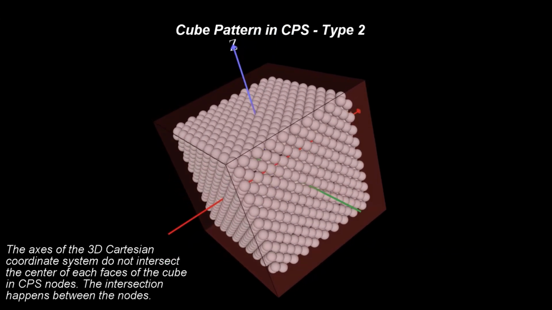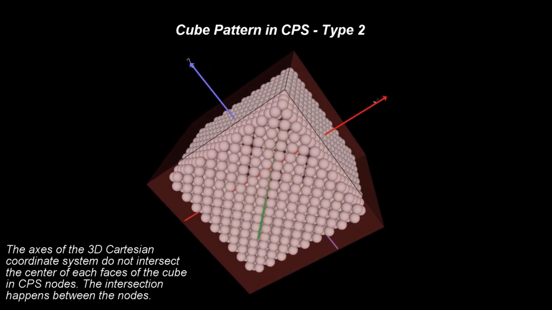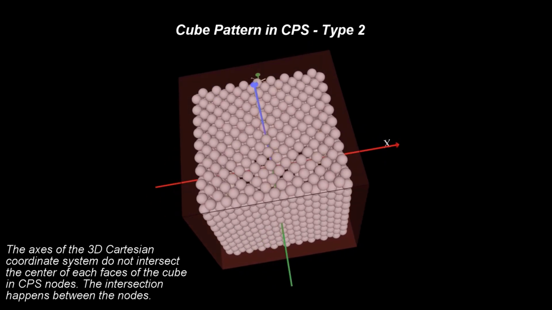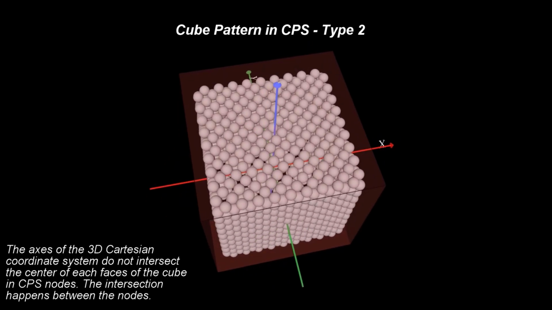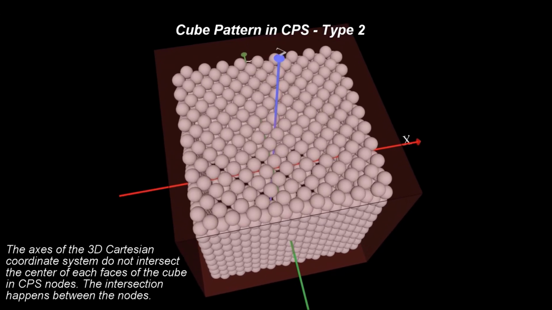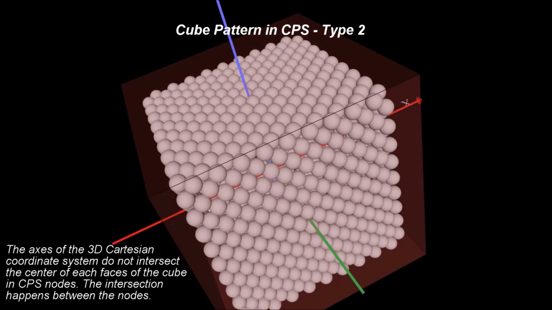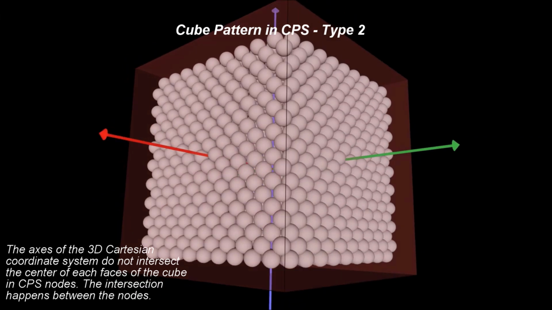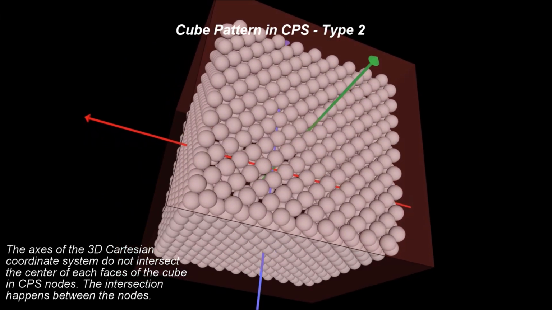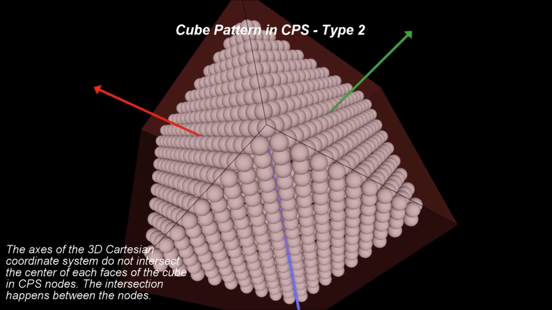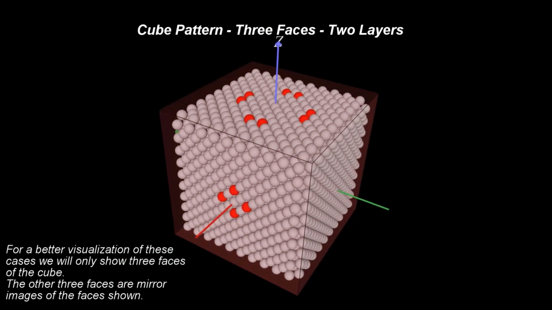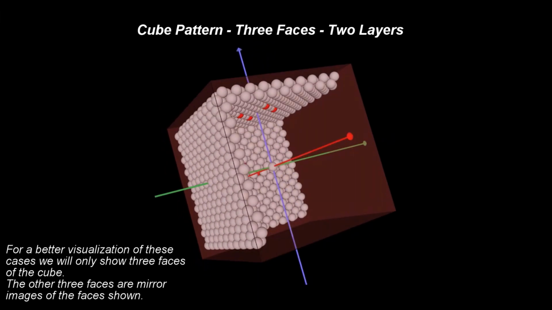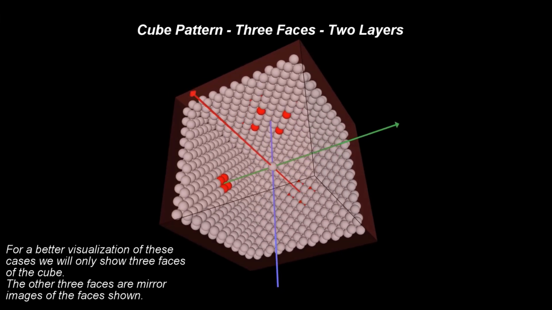2. The CPS node, corresponding to the center of the cube, does not have a correspondent CPS node, located on the outside shell of each face of the cube, right at the center of each face. In this case, the axes of the 3D Cartesian coordinate system do not intersect the center of each face of the cube in CPS nodes. The intersections happen between the nodes. For a better visualization of these cases, we will only show 3 faces of the cube. The other 3 faces are mirror images of the faces shown.